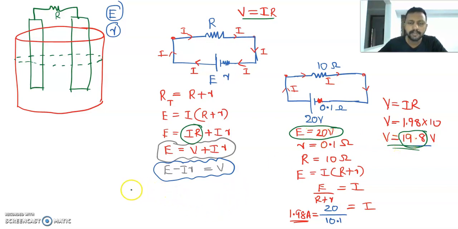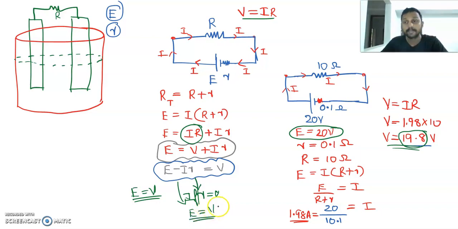Can EMF be equal to voltage? Will there be a situation where EMF and voltage are equal? If you are looking at this equation, let's say small r is equal to 0. If small r is equal to 0, what will happen to this equation? If small r is equal to 0, EMF can be equal to voltage. That is, if we are having a cell without any internal resistance, then its EMF and voltage will be equal.